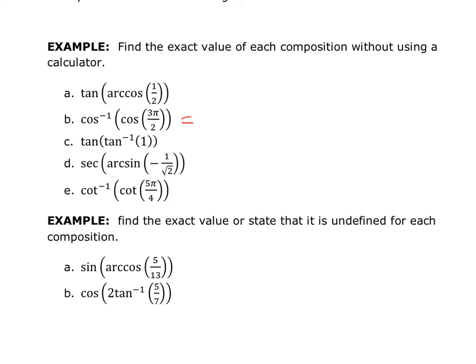So the first thing I'm going to do is evaluate the cosine of 3 pi over 2. What is the cosine of 3 pi over 2? It is 0. So what I really have then is the cosine inverse of 0. Cosine is only defined between 0 and pi so that its inverse will be an inverse. So it's 1 to 1. So where on the unit circle in quadrants 1 and 2 is the x value equal to 0? So your answer is pi over 2.